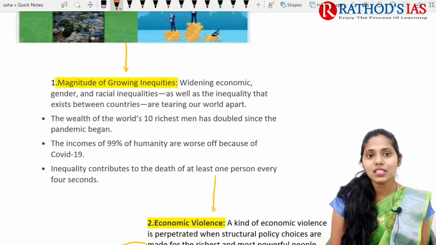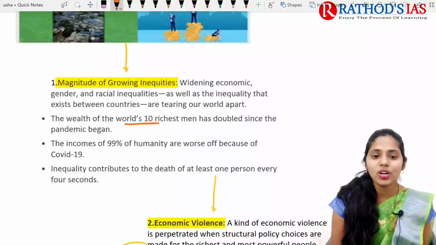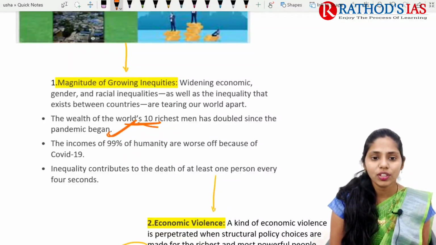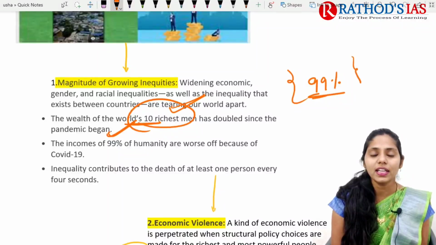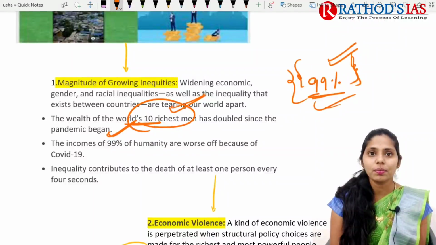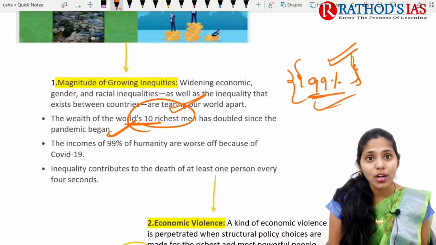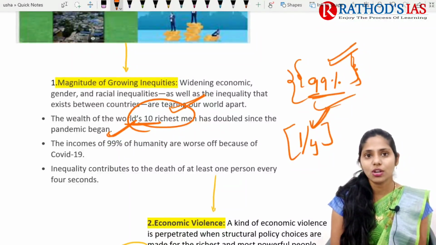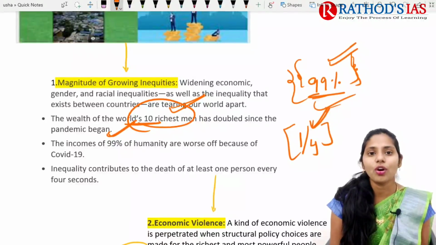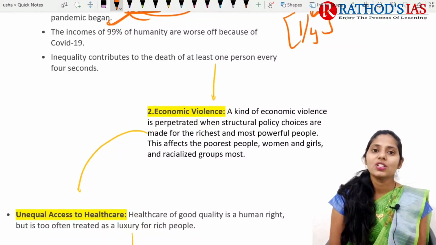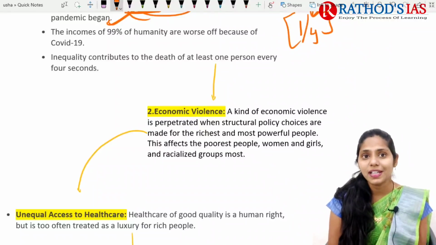Okay, and if you see regarding economic inequality, especially, the wealth of the world's 10 richest men has doubled since the pandemic began. And the income of 99% of humanity was worse off because of COVID-19. And inequality contributes to the death of at least one person every 4 seconds. Then you can understand how much impact this inequality is showing in society.